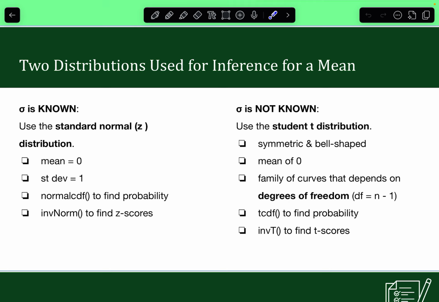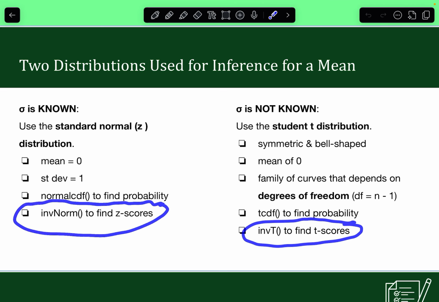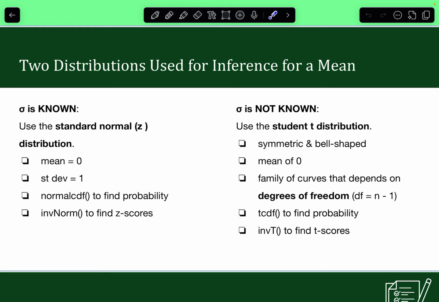We have similar functions for the student t, just like we did for the normal distribution or z-distribution. There's a t-CDF function on most calculators if we want probability, and there's an inverse t if we want t-scores instead of z-scores. For confidence intervals, we're strictly going to be down here with the inverse norm and inverse t, because we're going to be looking for critical values. Critical z values or critical t values.